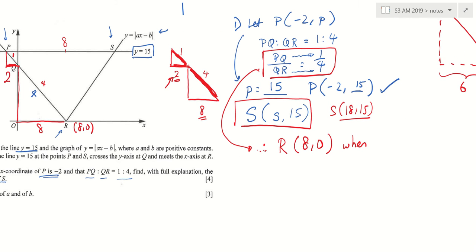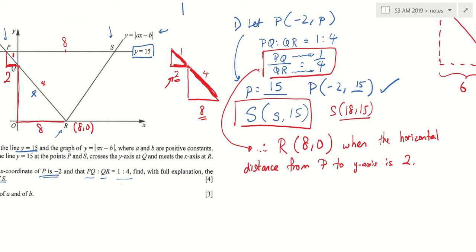When the horizontal distance from P to the y-axis is 2, right? So this sentence is trying to explain, because they say with full explanation, right? So you must carefully explain. So when the horizontal distance is 2, because of similar triangles, the horizontal distance will be 8.